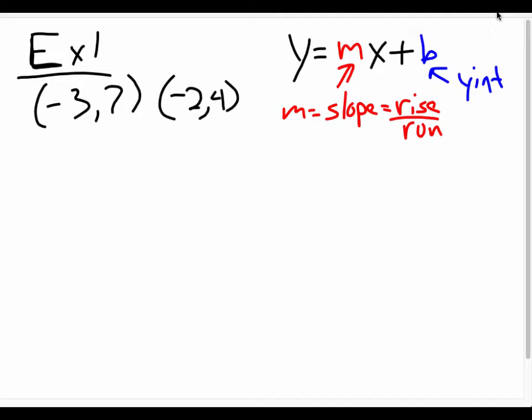Okay, so for example number 1, we're given 2 points, -3, 7 and -2, 4, and we're asked to write a linear equation. If you remember, a linear equation is y equals mx plus b, where m is the slope, or the rise over the run of the behavior of the graph, and b is the y-intercept, where it crosses the axis.